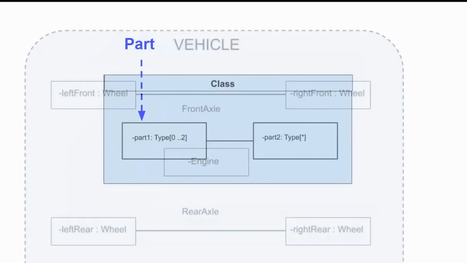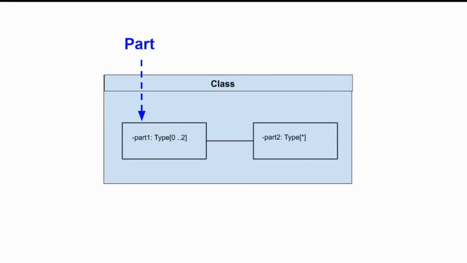A part is a diagram element that represents a set of one or more instances owned by a structured classifier. A part describes the role of the instance in the classifier. We can create parts in the structure compartment of the classifier and in several UML diagrams, such as composite structure diagram, class diagram, object diagram, component diagram, deployment diagram, and package diagram.